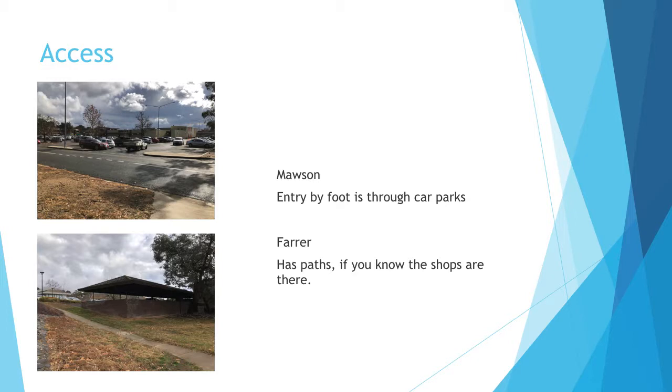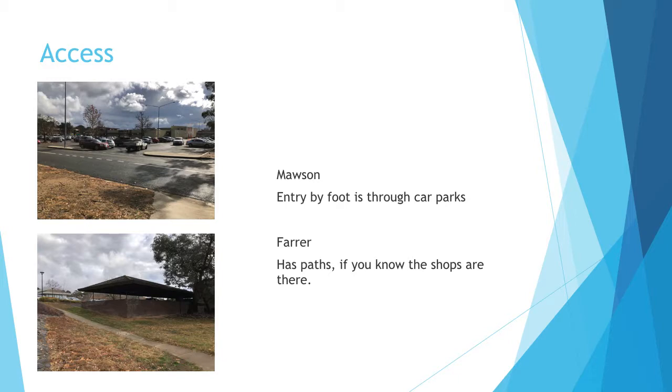The access when you get to shops themselves is fairly limited for different reasons. At Mawson, the footpath circles round Mawson without actually having an obvious route into the shopping centre. So you have to head off through the car park you can see in the photo at the top. And Farrer has paths that run up, a fairly easy gradient, but you can't see the shops, and there's no way you'd actually know the shops are there unless you have local knowledge.